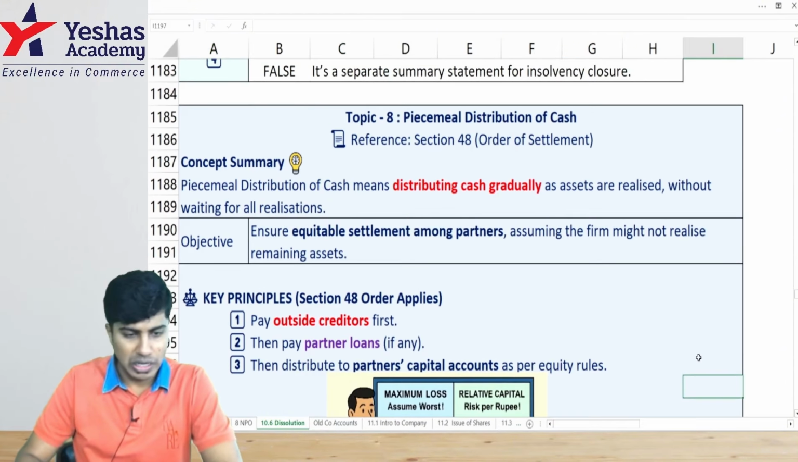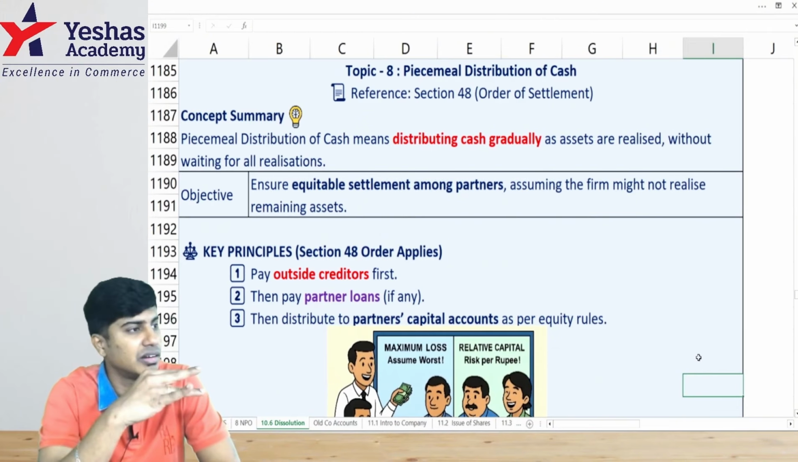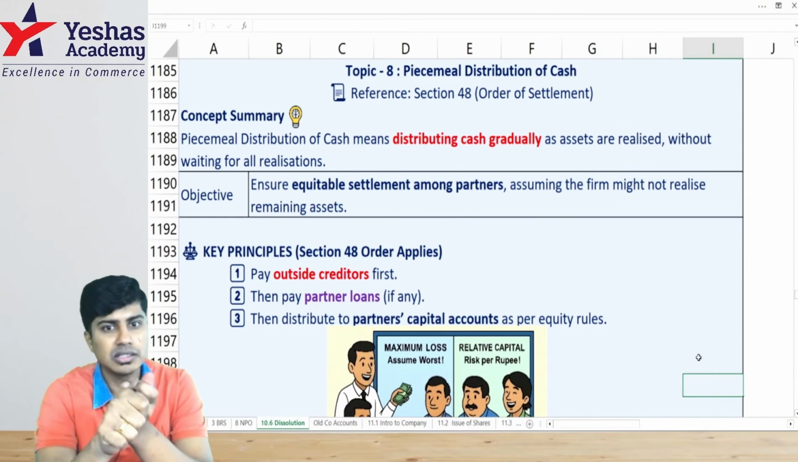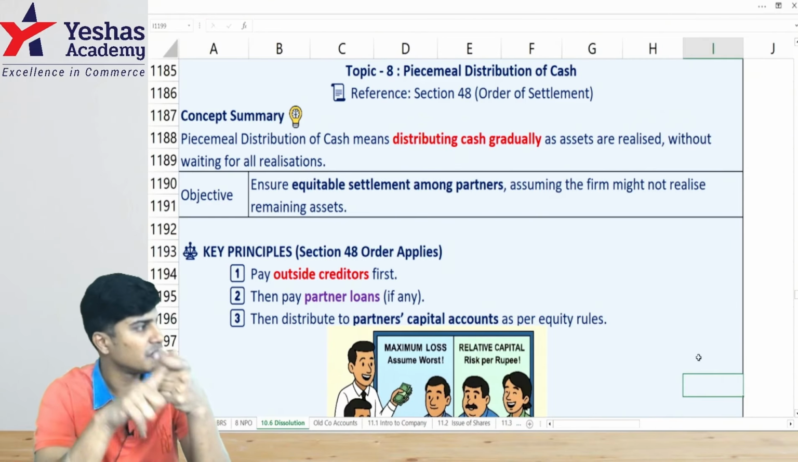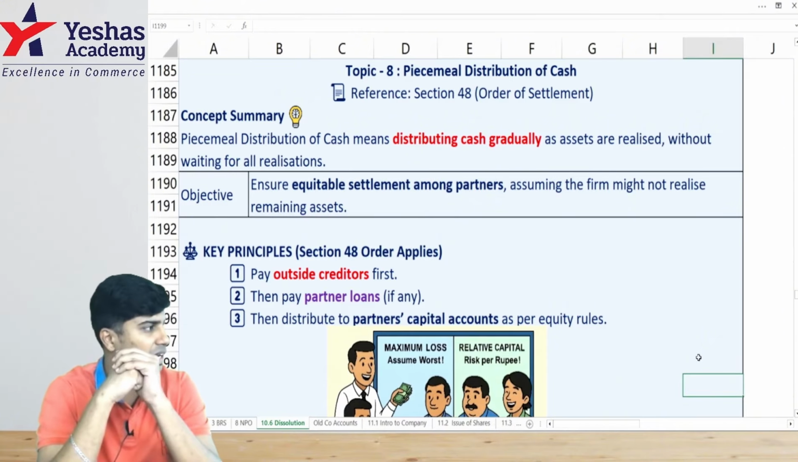See, usually you like preparation of realization account, partners' capital account, cash account, but that happens at the end. When you have sold all the assets, when you have paid all the liabilities, when you know the full cash position and capital position, at the end you do that. That is like final accounts.